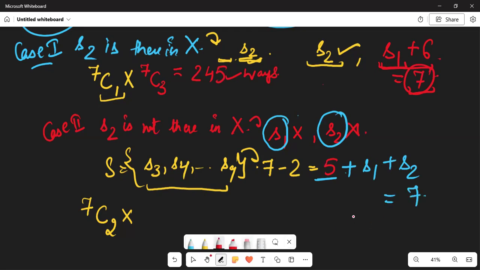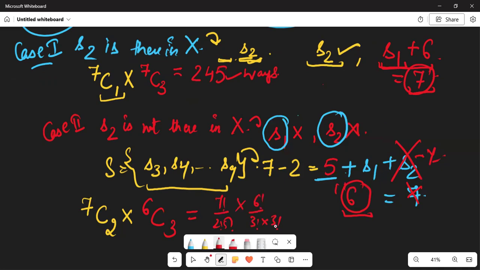But what the condition says in question, that S2 should not be there in Y. So that means we have 6 students remaining. And out of these 6, we will be making our choice for Y. And the choices that we need, only 3 students for Y. So out of these 6, choose 3 for Y, and we will get 7 factorial, 2 factorial, 5 factorial into 6 factorial, 3 factorial into 3 factorial.